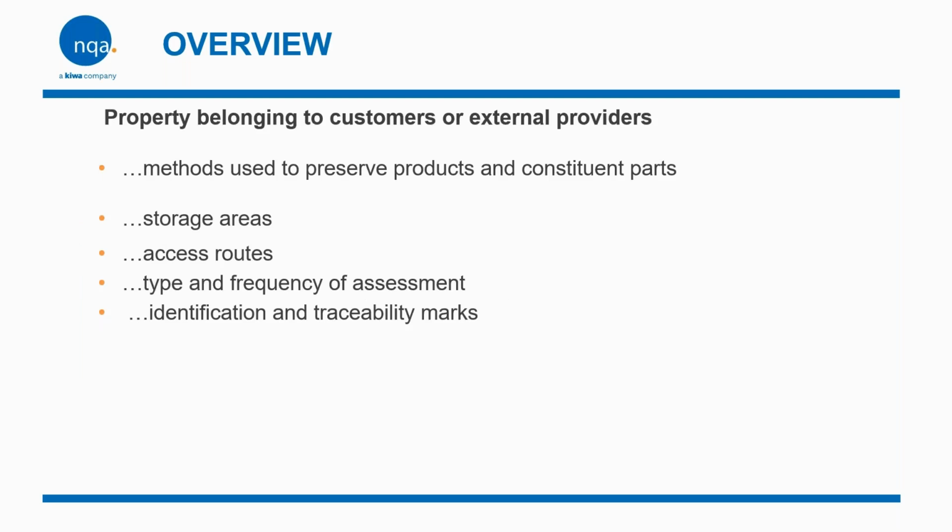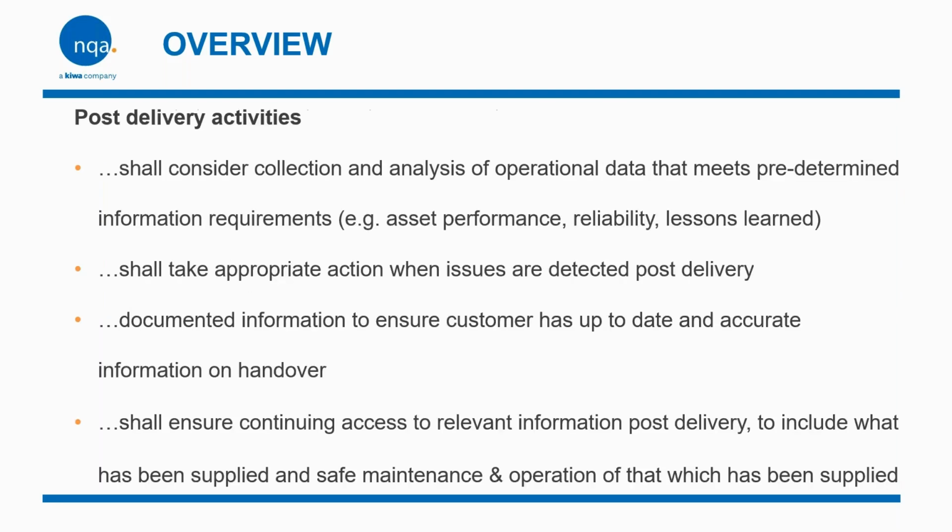So, property belonging to customers and external providers. You need to have a method to use and preserve products and constituent parts. You have storage areas, access routes, type of frequency and accessibility, identification and traceability marks. This is talking about materials, for example. Proper preservation and control of customer and external provider property is essential to maintain trust and prevent damage and loss to the actual product.